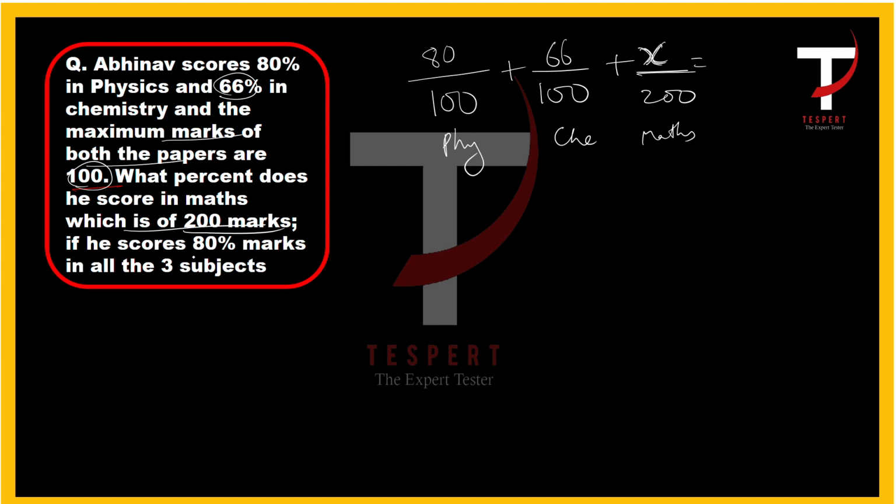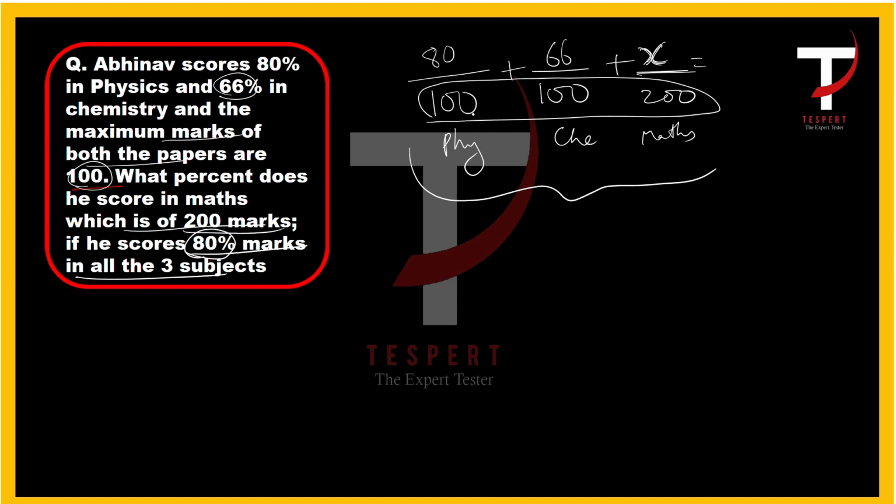But one more thing is there, 80% marks in all the three subjects. So he scored 80% marks in all the three subjects, maths, physics and chemistry. So what is the total maximum marks? 200 plus 100 plus 100, which is 400. So out of this 400, he scored 80%.